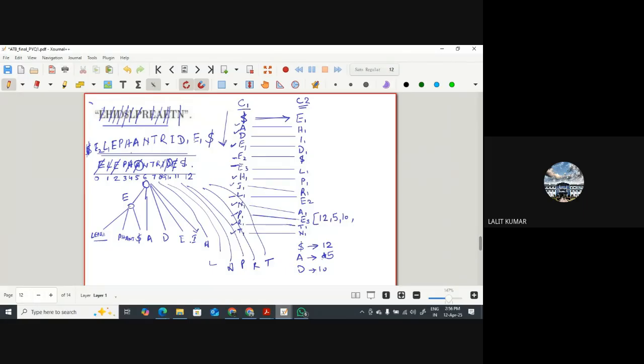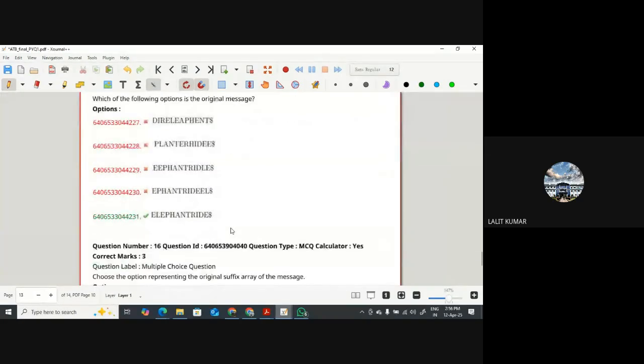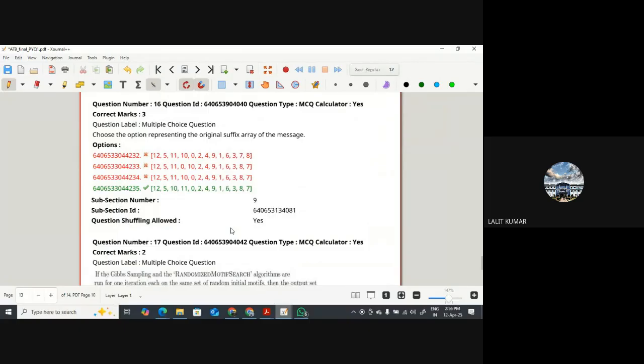Now you sort these also. So first, E dollar will come. E dollar is 11. Then the next one is at 0. Then T, this is 3. So this is how you can build the suffix array. Is this okay with everyone? How to build? Yes. Okay, so this is how you get 12, 5, 10, 11, 0, 2 like this.